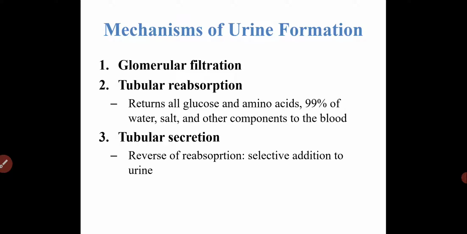Then the third one, the important part, is tubular secretion. It is just the reverse of reabsorption. In this there is secretion of substances into the renal tubules, so there is a selective addition to the urine.